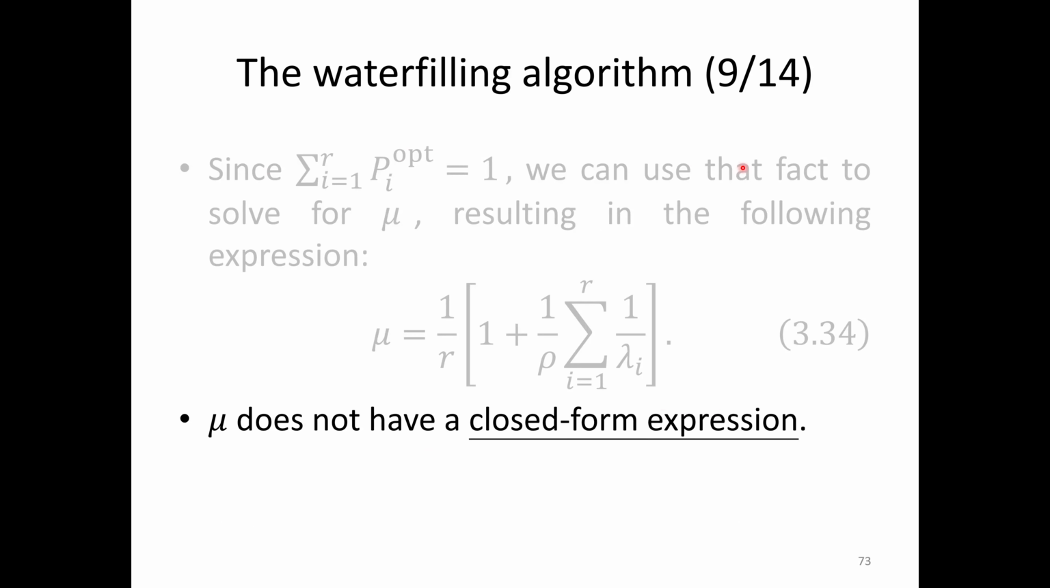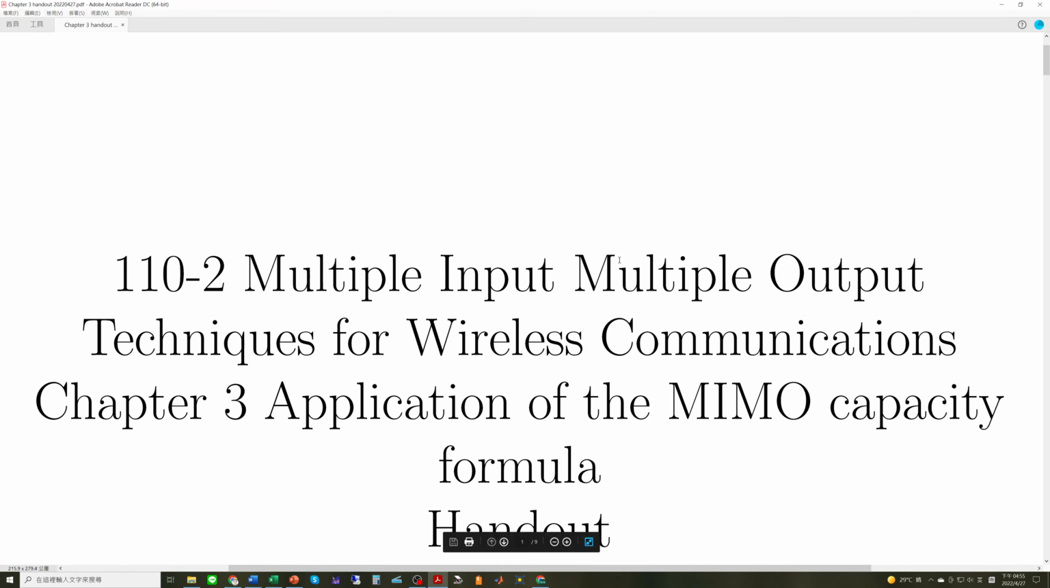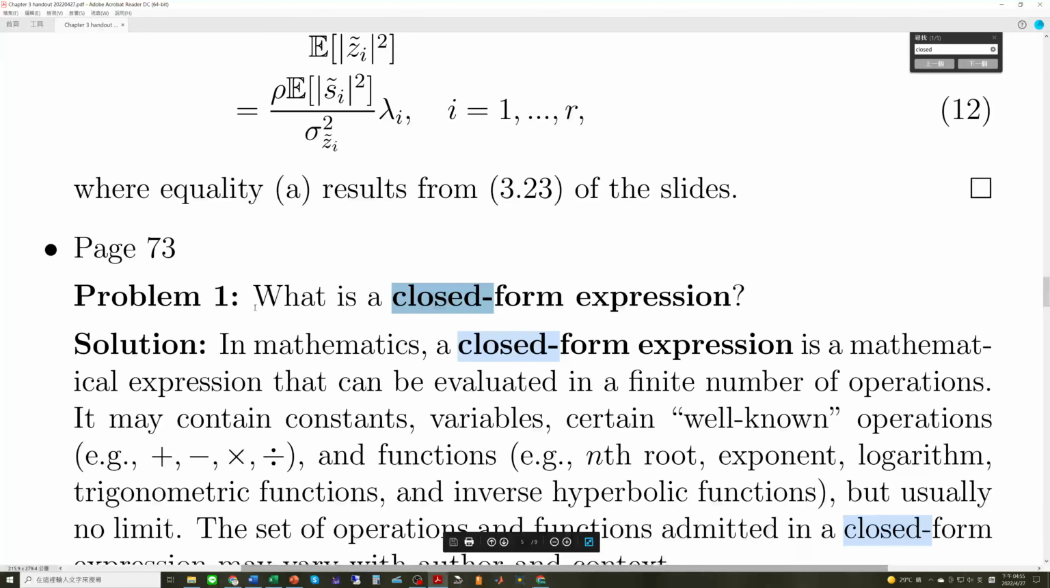And next, this point, I think it is not correct on the textbook. So I changed the color of this point to gray. And mu does not have a closed form expression. What is a closed form expression? Let us see the handout. Page 73, problem 1. What is a closed form expression?